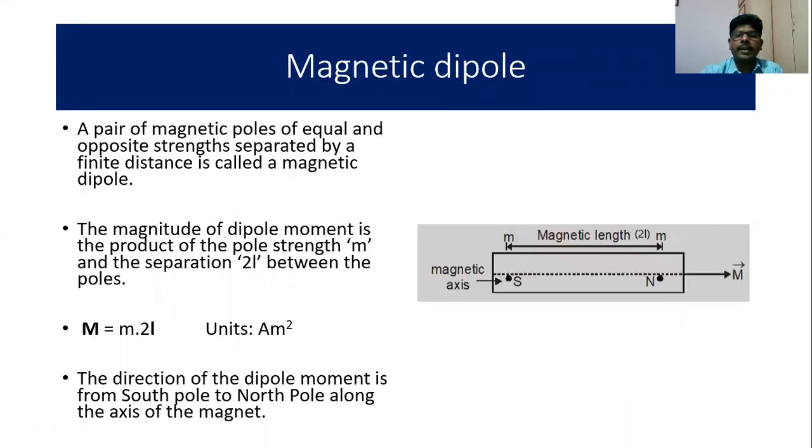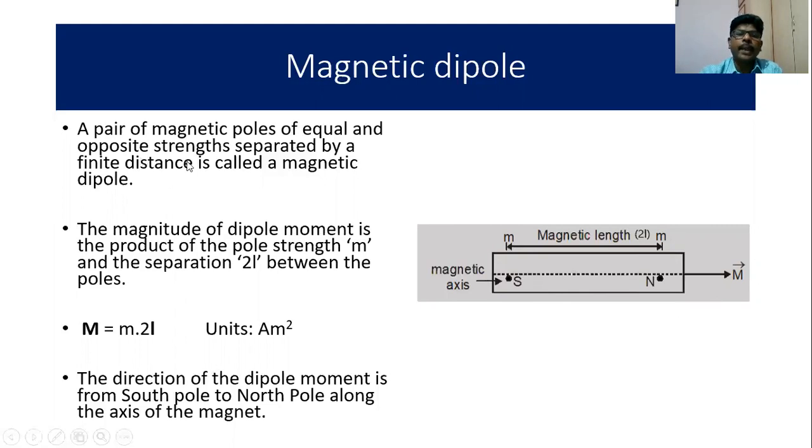What is a magnetic dipole? You have a bar magnet having a north pole and a south pole. This is the magnetic length. 2L is taken as the magnetic length. Geometrical length is different; it is from end to end. But here we are talking about the magnetic length, taken as 2L. And the pole strength here is small m. The magnitudes will be the same for the north pole and the south pole.